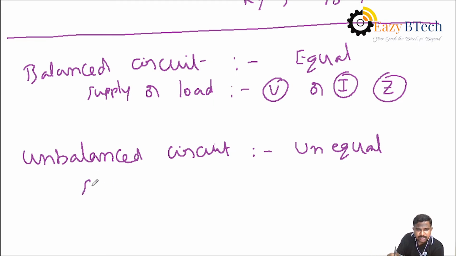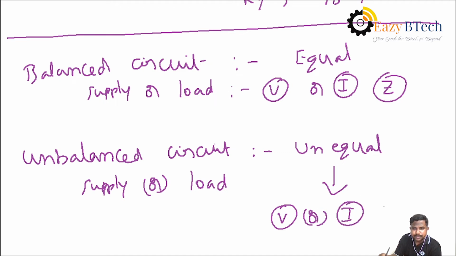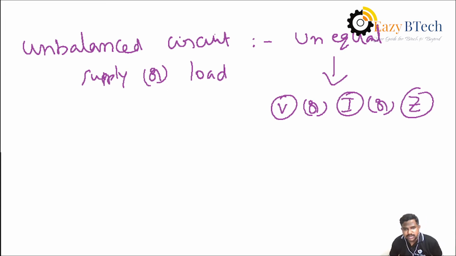Similarly, unbalanced can also be considered for supply side or load side, that is called unbalanced supply circuit or unbalanced load circuit. That means voltages are unequal, or the currents are unequal, or the impedances are unequal. Impedance means the phase impedance value. If the values are not equal, that is called unbalanced. If all values, voltages, currents, impedances, are equal, that is called the balanced circuit.